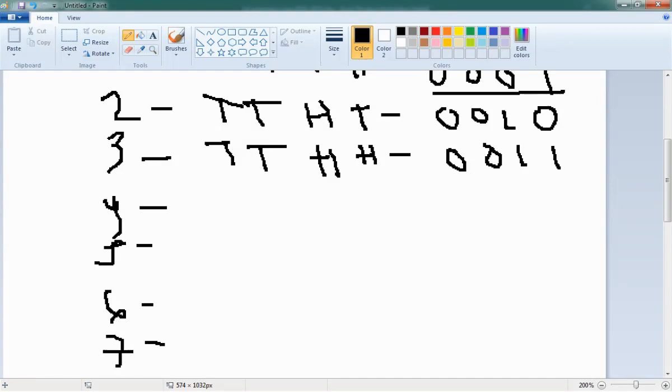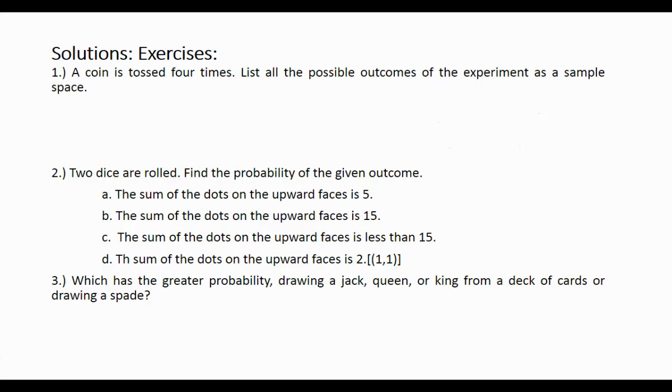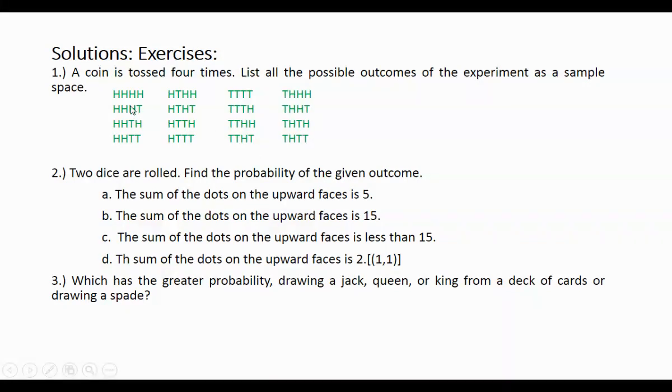But anyway, you can manually input this answer. So these are the following answers of our list of all possible outcomes. Okay, as you can see, next, the second one: we have 16 here, 16 possible outcomes. Okay, number 2, two dice rolled.